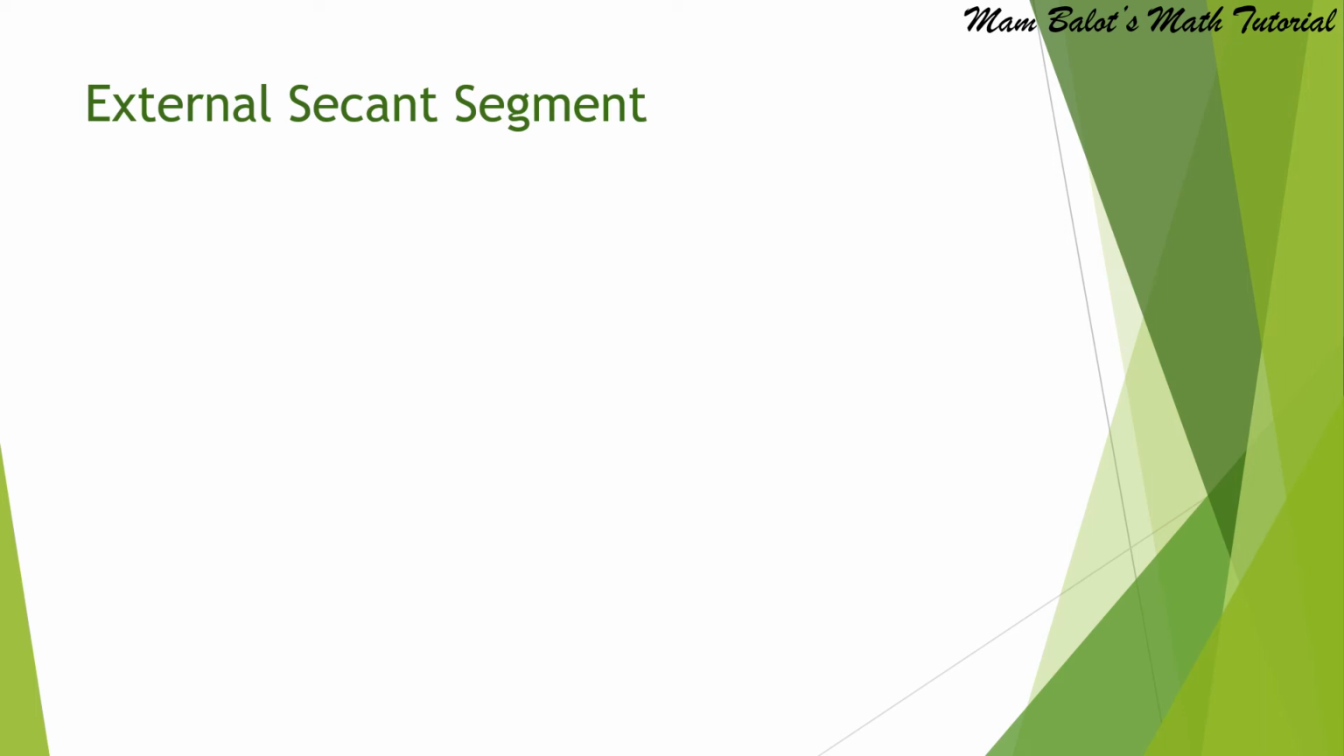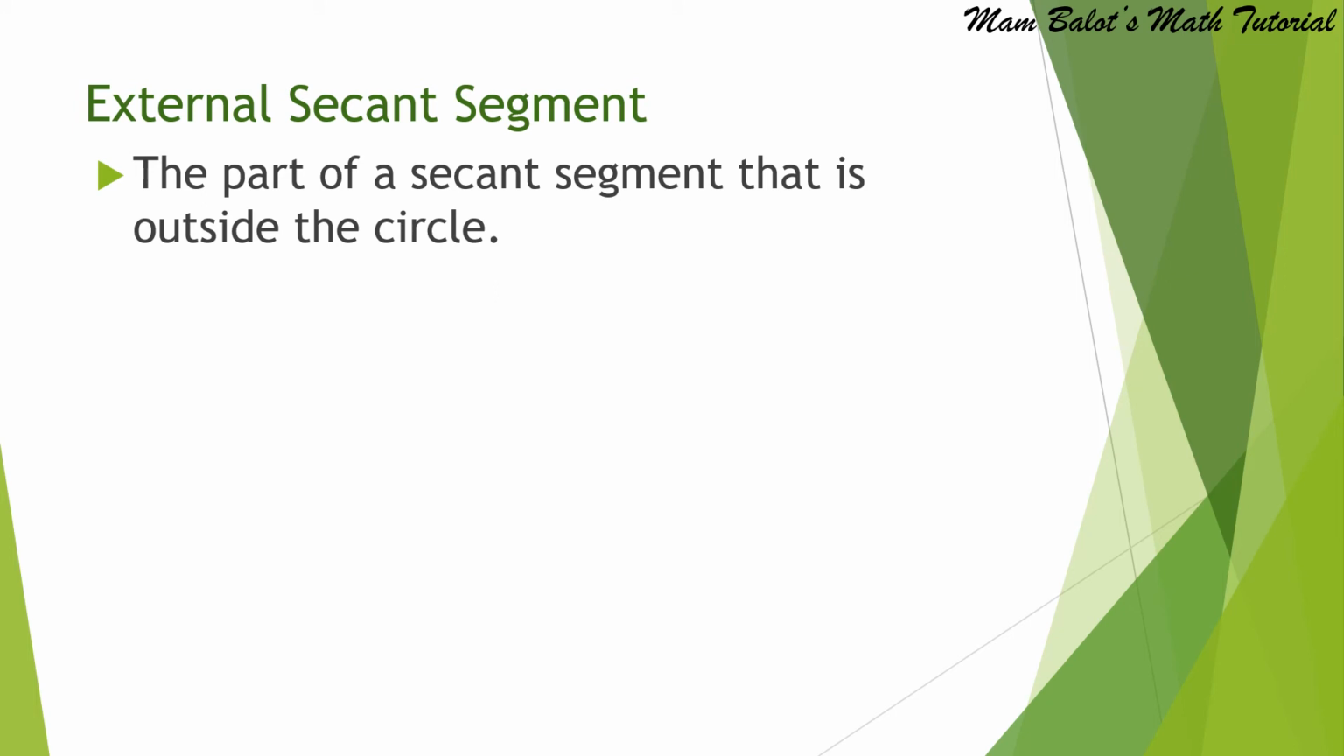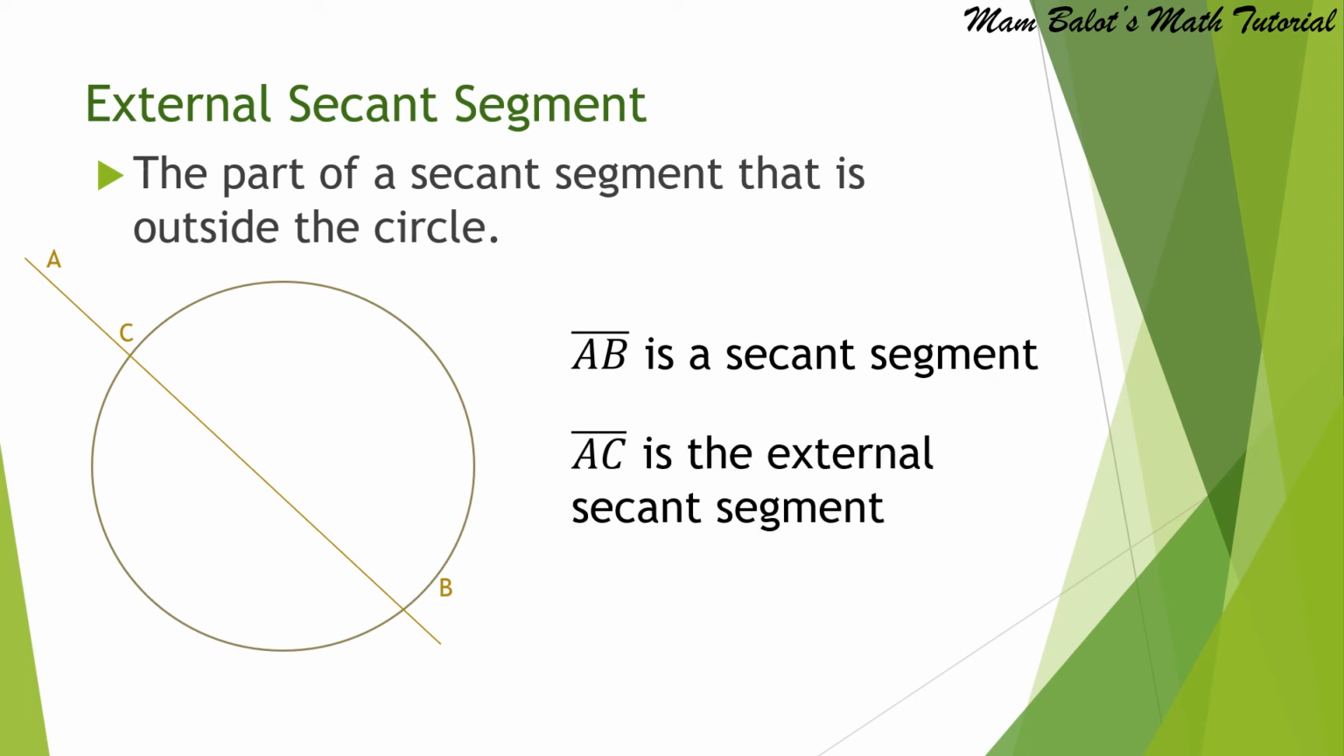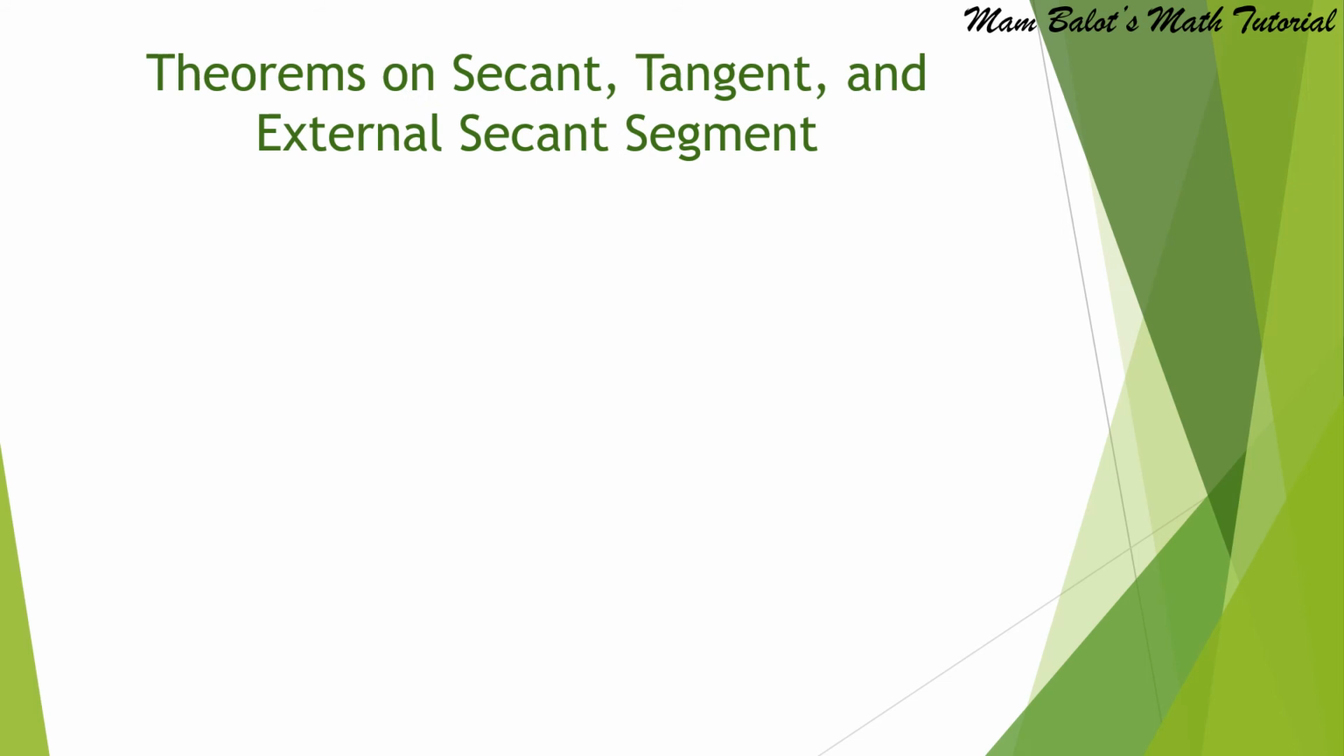Let us define first what is an external secant segment. It is the part of a secant segment that is outside the circle. So if we have this circle and this is the secant segment intersecting at point C and B, so AB is a secant segment and our external secant segment is the line segment AC, which is actually outside the circle. We'll have now the theorems on secant, tangent, and external secant segment.